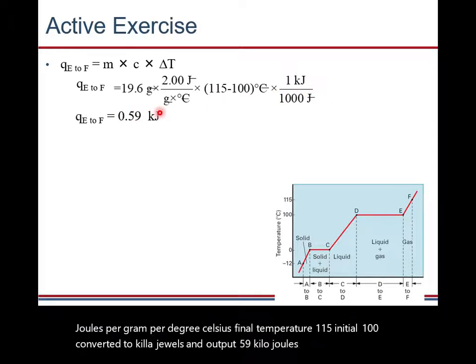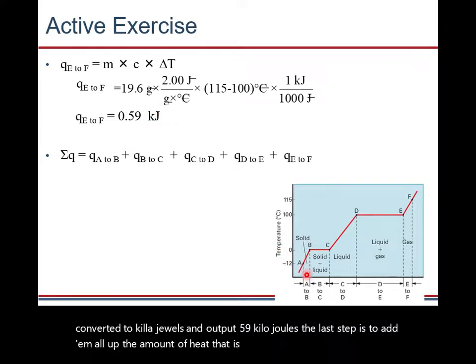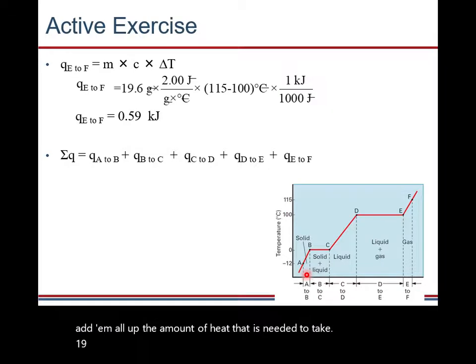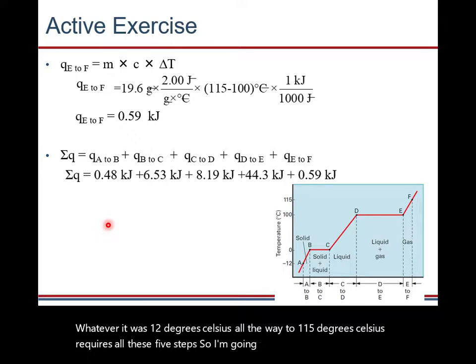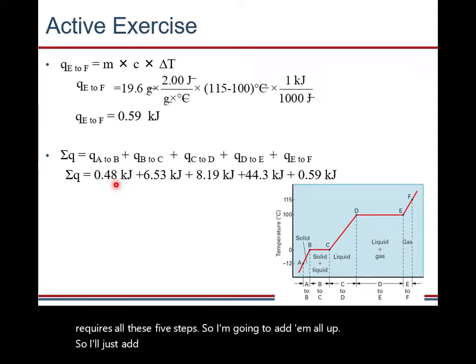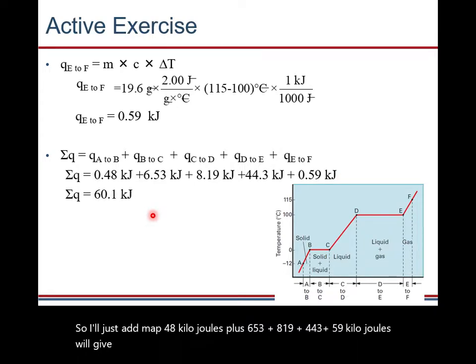The last step is to add them all up. The amount of heat that is needed to take 19.6 grams of ice from negative 12 degrees Celsius all the way to 115 degrees Celsius requires all these 5 steps. So I'll just add them up: 0.48 kilojoules plus 6.53 plus 8.19 plus 44.3 plus 0.59 kilojoules will give me 60.1 kilojoules.